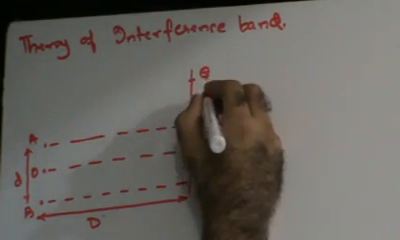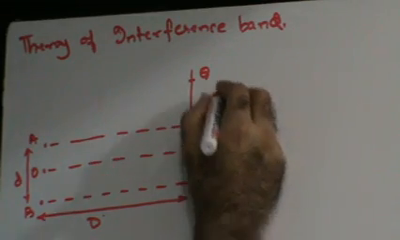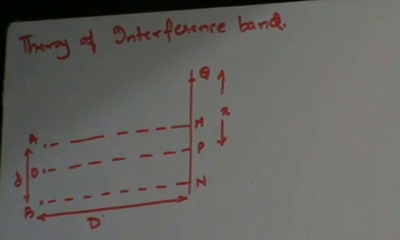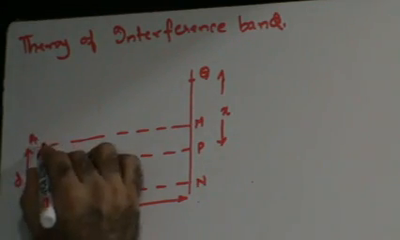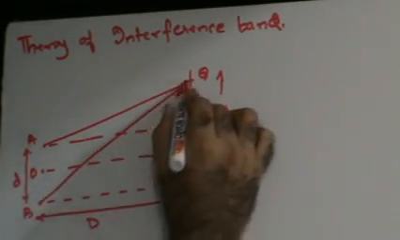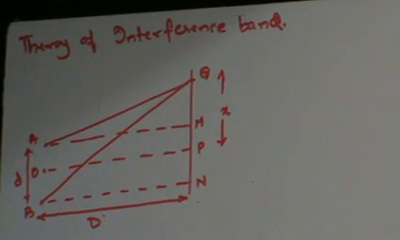There is a point Q which is at a distance of x from P. I want to know, will this point Q be a bright point or a dark point? Fine. Join AQ and join BQ. Right? Now, let's see this first.